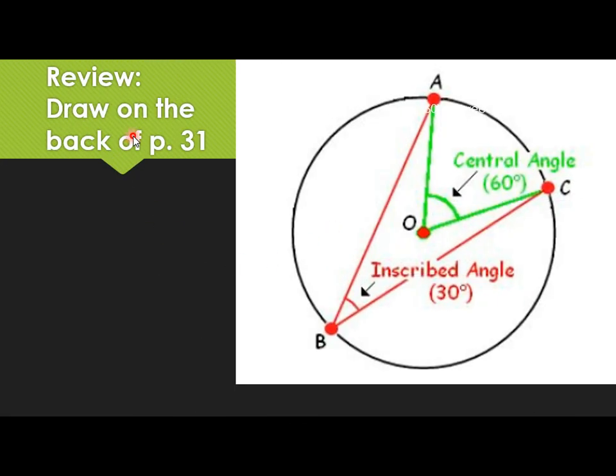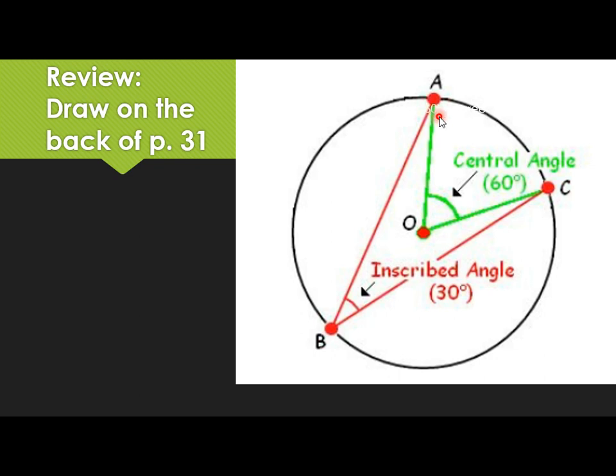Draw this on the back of page 31, and I'm going to talk a little bit about this picture. It looks like something's written here, but you can ignore it. My central angle is in green, and they told us that it was 60 degrees. My inscribed angle is in red, and they told us that this was 30 degrees. Can you make an assumption about an inscribed angle compared to a central angle if they have the same intercepted arc, or the same endpoints on the circle?